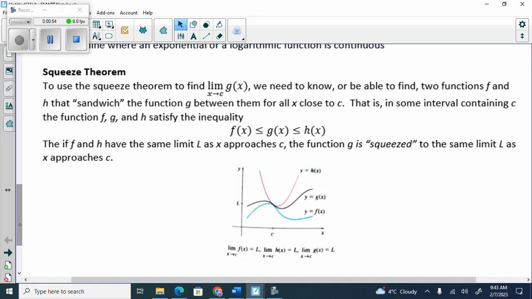So if we can find the limit of the f of x function and the limit of the h of x function, and we can say what they are, then we know that the limit of the g of x function has to be between those two, right?